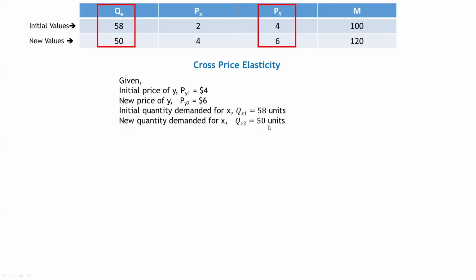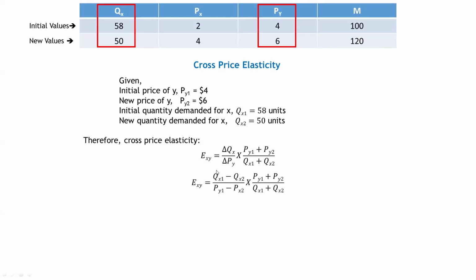Now let us apply the arc elasticity formula to measure cross-price elasticity of demand. Here cross-price elasticity EXY equals change in QX divided by change in PY multiplied by PY1 plus PY2 divided by QX1 plus QX2. Therefore, EXY equals change in QX equals QX1 minus QX2 and change in PY equals PY1 minus PY2 multiplied by sum of prices divided by sum of quantities.